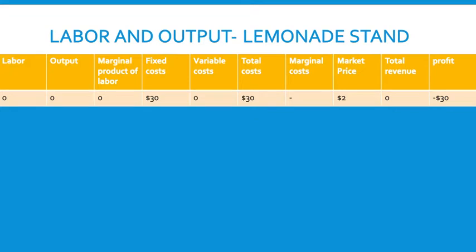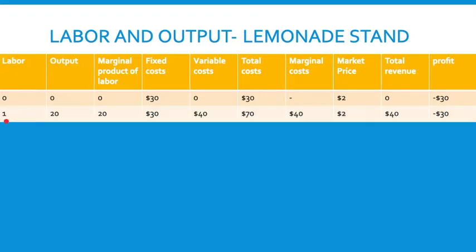If we add one worker, let's say that one worker for 2 hours can produce 20 cups of lemonade, which means our marginal product of labor is 20. The difference between having no workers and one worker is 20 more units. Our fixed costs stay the same, but our variable costs have gone up to $40. The reason for that is because it's $1 per cup in cost, so it's 20 plus $20 for the worker. So that's our variable cost of $40, and our total cost is 70. So our marginal cost, the difference between $30 and $70, is 40. So our marginal cost has gone up $40.